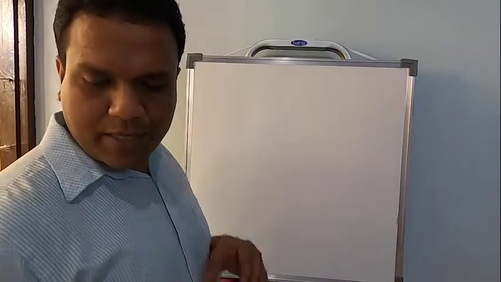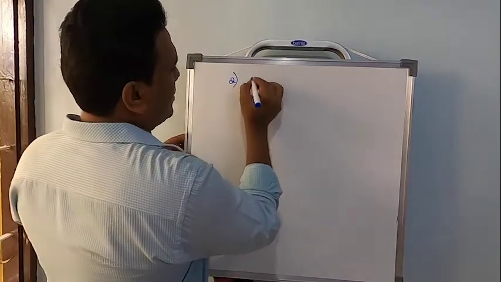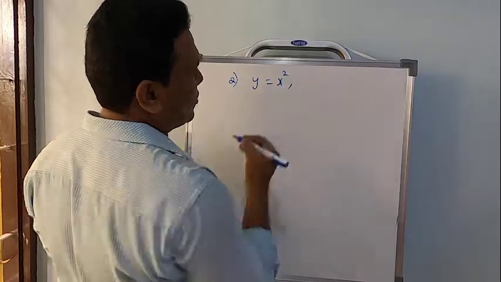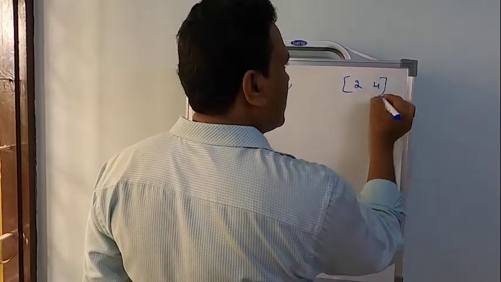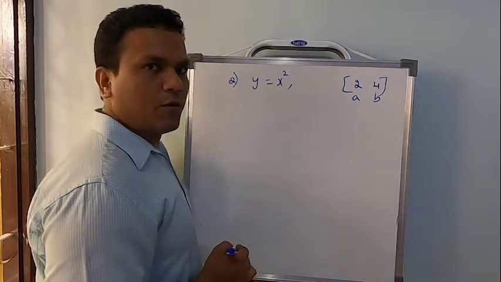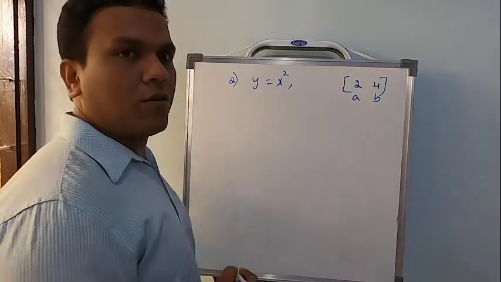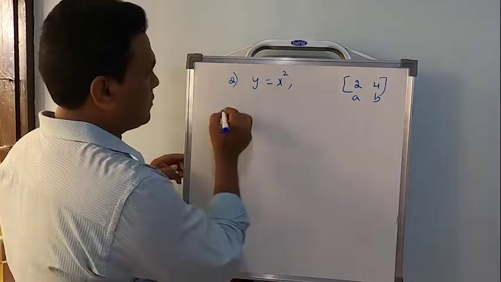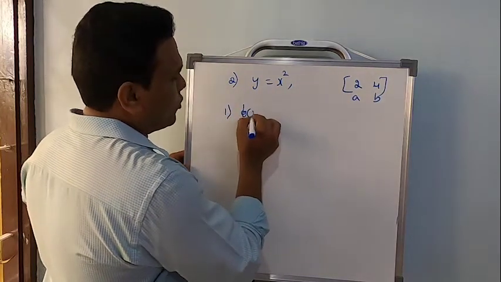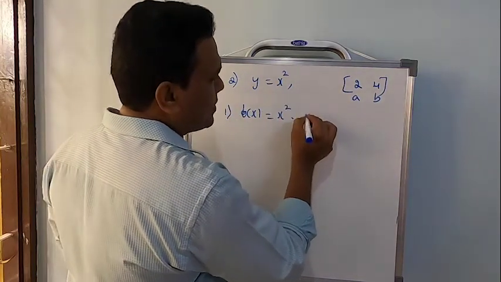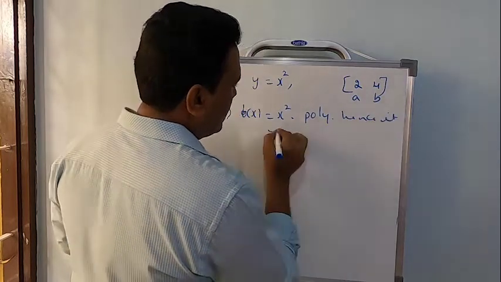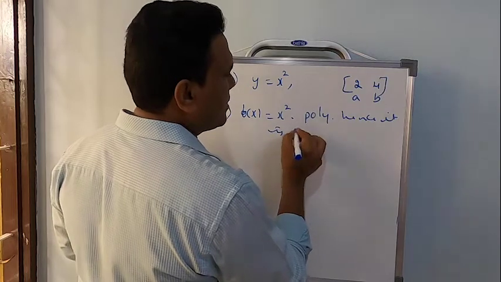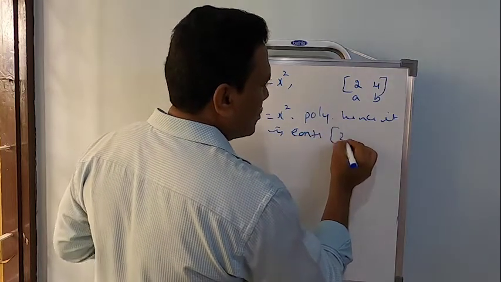The second problem is: verify the mean value theorem for the function y equal to x square given in the interval 2 comma 4. That means a is 2, b is 4. So what does the statement of the mean value theorem say? First, f of x equal to x square. X square is a polynomial, hence it is continuous in the closed interval.